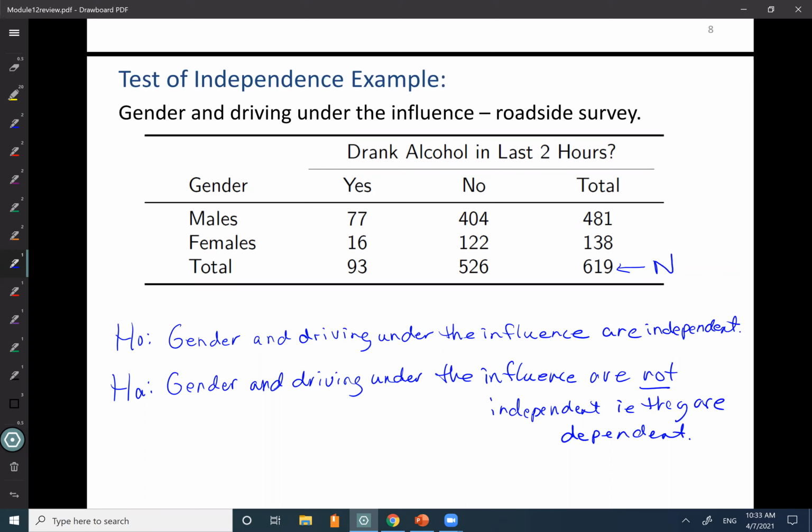But if they're completely independent of each other, if gender and driving under the influence are independent, then one does not influence the other, and knowing one does not give you information about the other. Think of independent as almost being separated. If they are not independent, then they're dependent, and that would mean that there is a relationship.